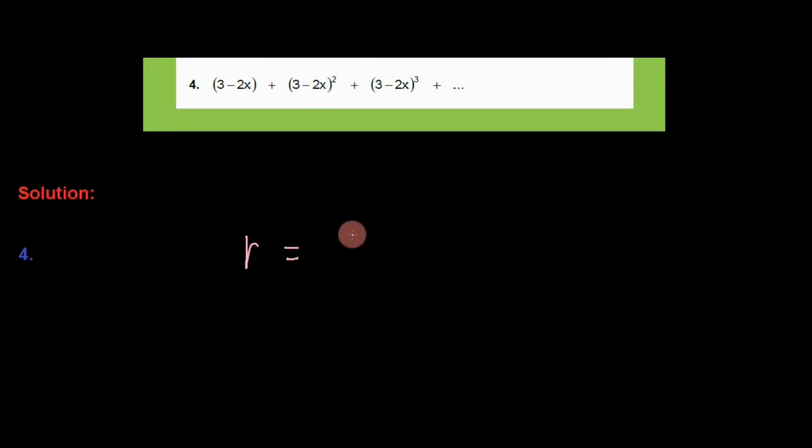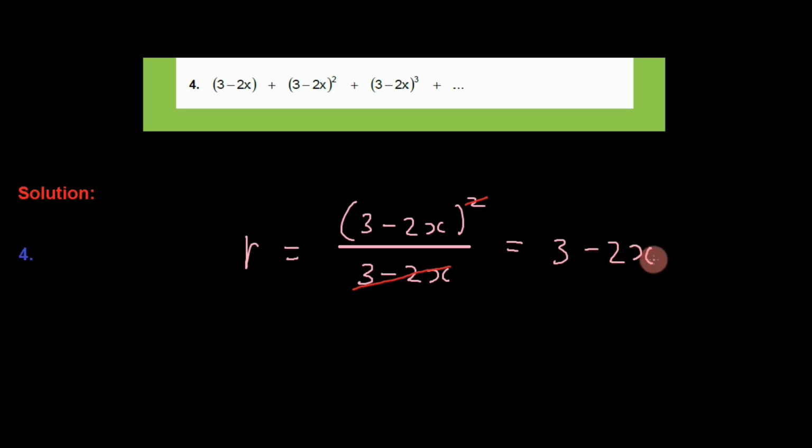r will be term 2 divided by term 1. And of course, once again, the denominator will cancel into the numerator, and we are left with 3 minus 2x. So we know that 3 minus 2x must be greater than negative 1, but less than 1.